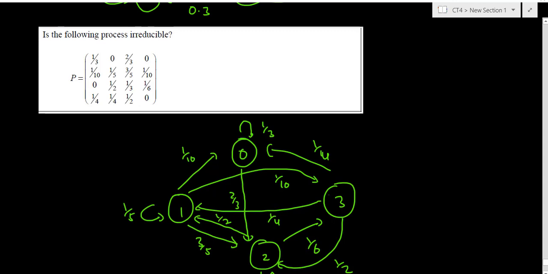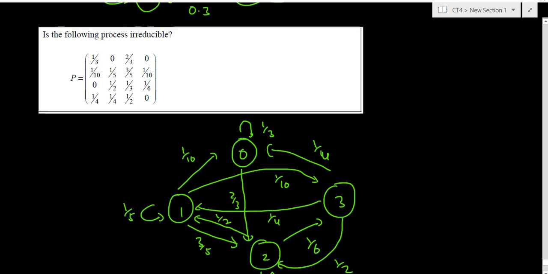Then let's check for state number 1. I can go from 1 to 0, I can go from 1 to 2, and I can go from 1 to 3 by first going from 1 to 2 and then going from 2 to 3. Okay, so from 1 I can go to any other state.